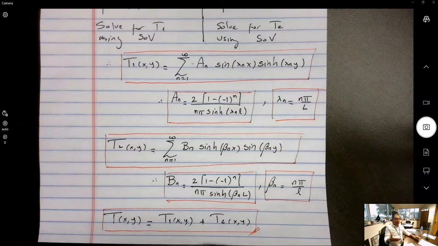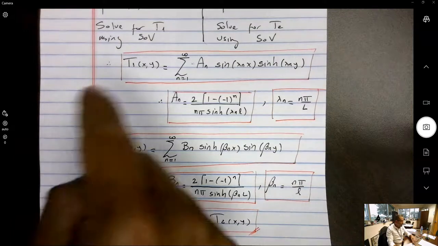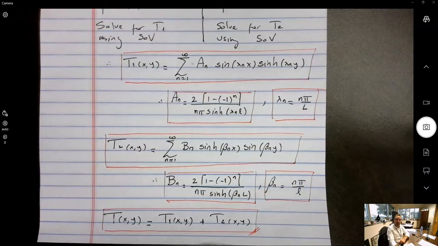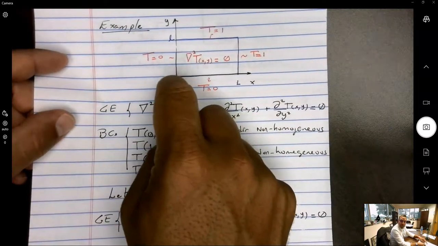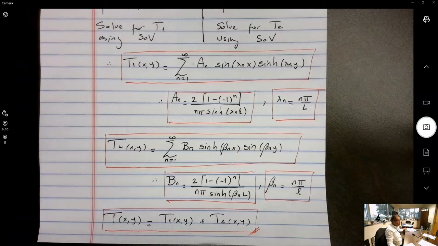Now, you can continue to generalize this. If this problem was in 3 dimensions and you had 2, then you solve a 3-dimensional problem that would have a double summation. If this problem had more than 2 non-homogeneous conditions, so if the original conditions had 3 non-homogeneous conditions, it can again be first kind, second kind, or third kind, then you will break it up into T1 plus T2 plus T3 and do it exactly the same way. So this is how superposition works.